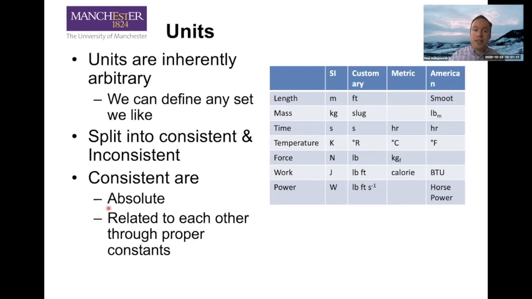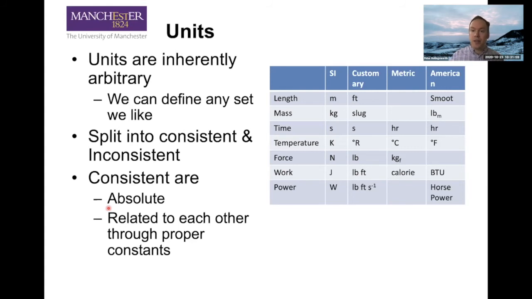And the beauty is consistent units are the easiest ones to work with. They are absolute and they are related to each other through proper constants. So think of the most common consistent unit set that you'll be familiar with, SI. We have meters and kilograms and seconds and candela and things like that. And we can relate length and mass and time to things like force through the local acceleration due to gravity. So 1 Newton is 9.81 meters per second squared times a kilogram. So it's kilograms meters per second squared.